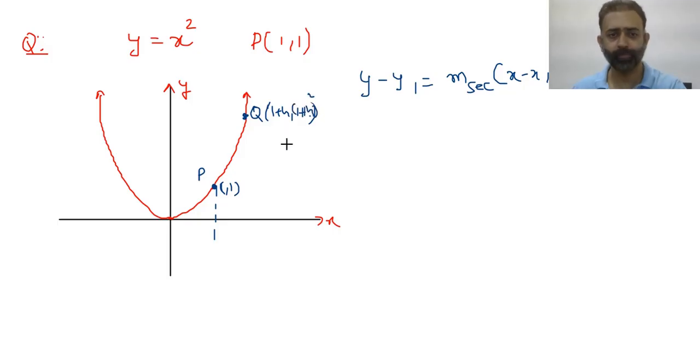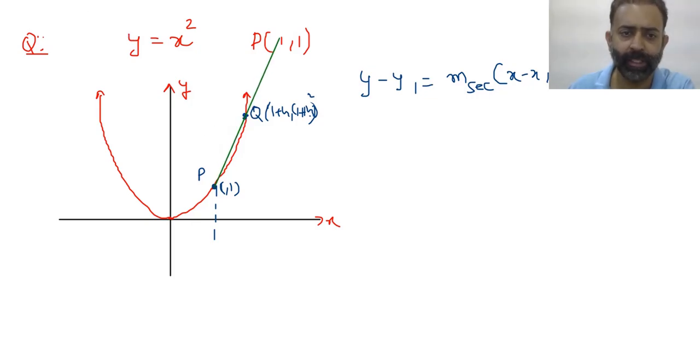Okay. Now let us draw the secant also. So as you can see, this is our secant PQ. Now what I will do is move this point Q closer to point P, and let us see how it will affect the orientation of the secant.